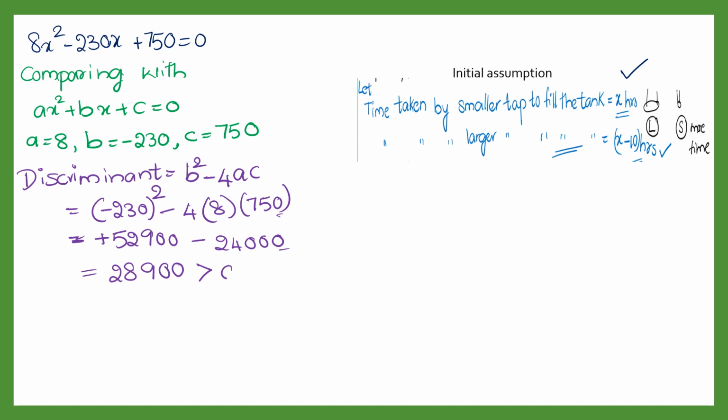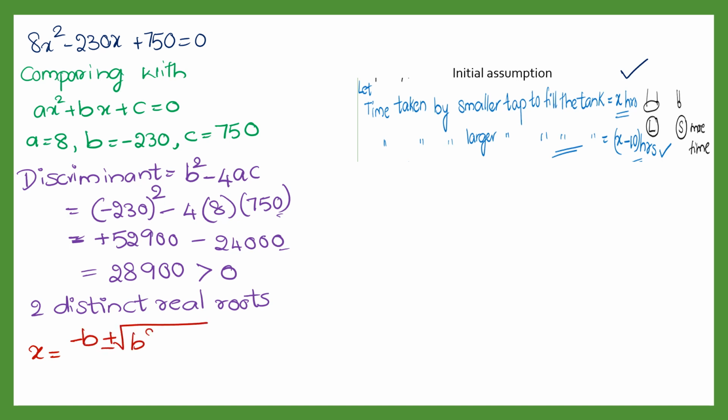Discriminant is greater than 0. B square minus 4ac is greater than 0. So you get two distinct real roots. Let's find the roots now. We will use the quadratic formula. What is it? x is equal to minus b plus or minus root of b square minus 4ac by 2a.